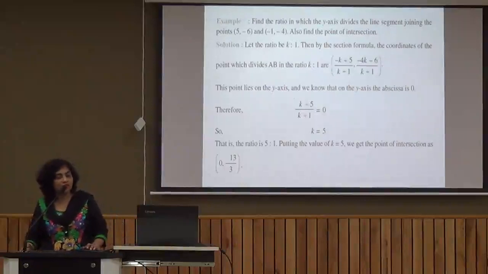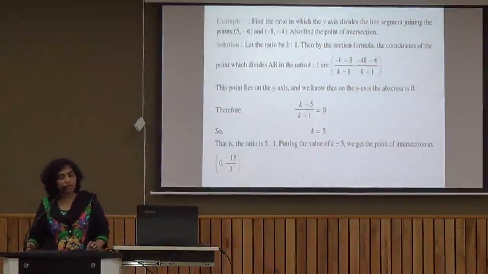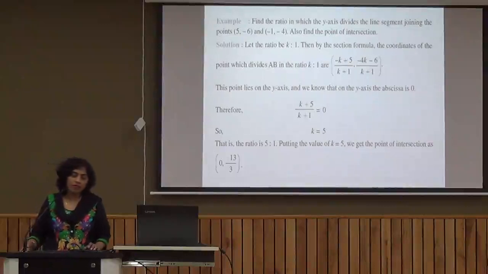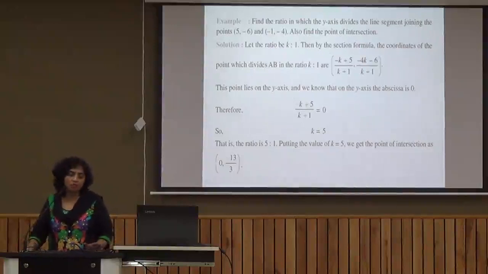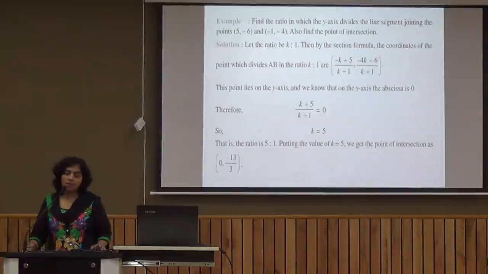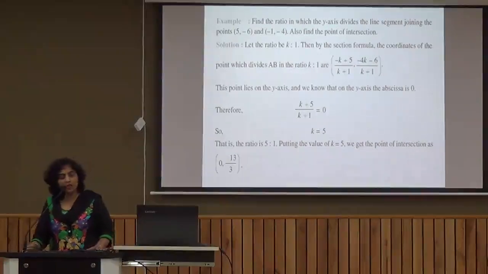Now let's take an example to find out the ratio when we know the coordinates. Find out the ratio in which the y-axis divides the line segment joining the points 5, -6 and -1, -4. Also find the point of intersection. So we take the ratio k is to 1 instead of m1 is to m2, so that we have only one variable k. Now using the section formula, we have the coordinates as minus k plus 5 upon k plus 1 as x coordinate, minus 4k minus 6 upon k plus 1 as y coordinate.